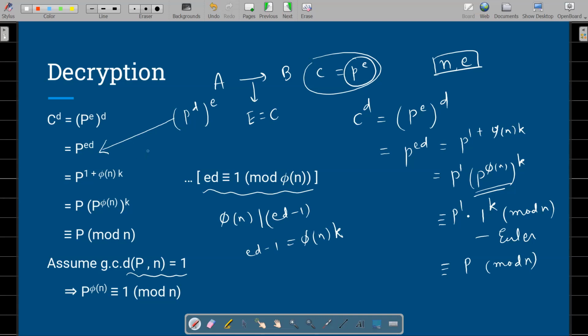So then how come B, so A is sending a message, so B should know P and Q. We would know N and E because they are made public, whereas what is kept secret is phi of N. We should know P and Q, right? So P and Q should be known by B also. So how come B knows about P and Q?